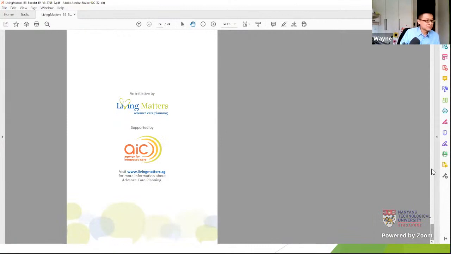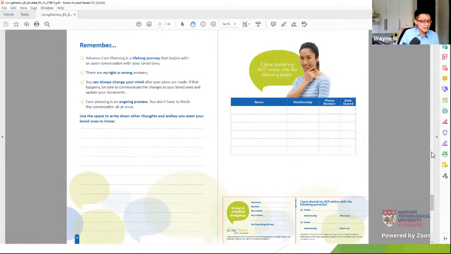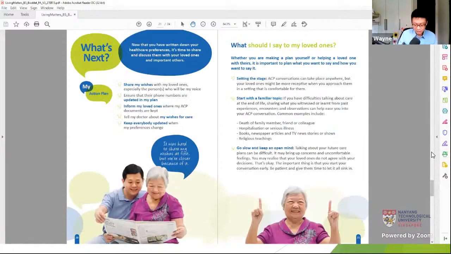Right. So this is by livingmatters.sg. You can find this booklet called ACP or Advanced Care Plan, which I hope every caregiver has access to, learns to use it and actually starts to use it. But if you think about it, if we are already in the habit of talking about such things, we don't need a guidebook like that, right? Look at this one on the right side, right? What should I say to my loved one? Look at those topics there and the guidelines there.